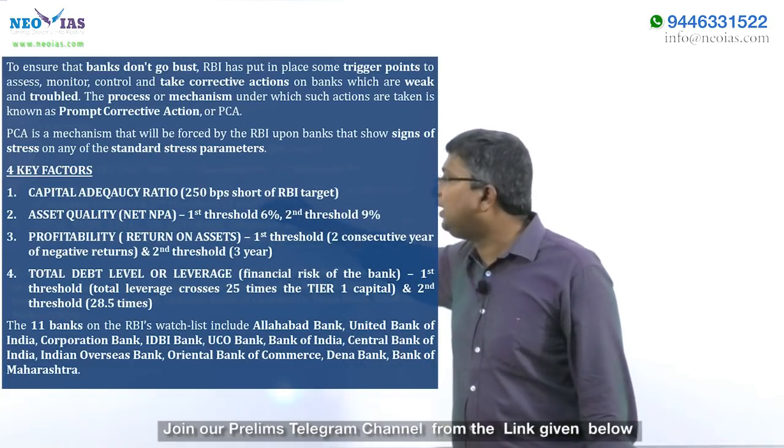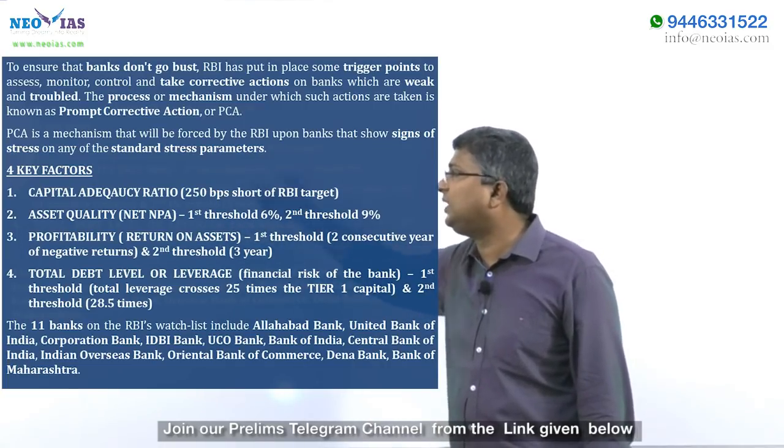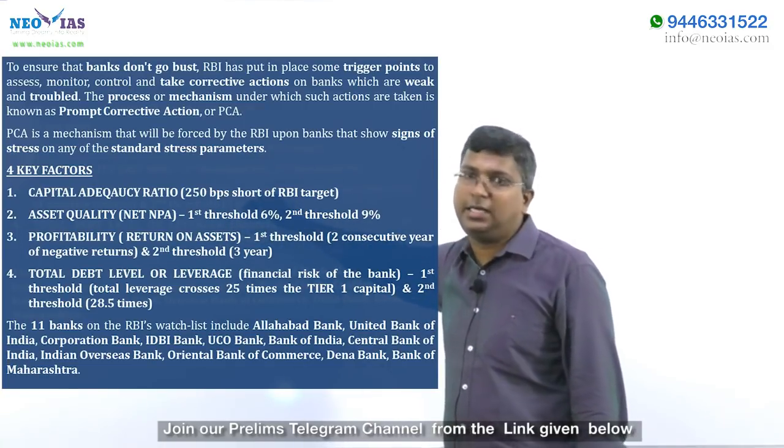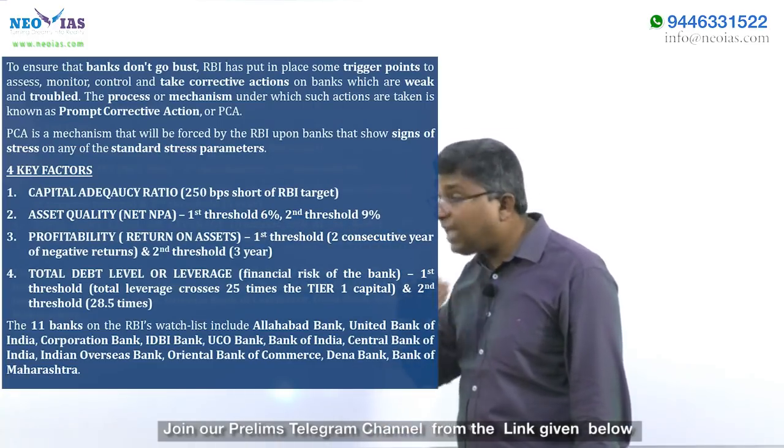So the third indicator is return on assets. The profitability of a bank is measured through return on assets, and return on assets is the third indicator on which this PCA action will be taken by the RBI.